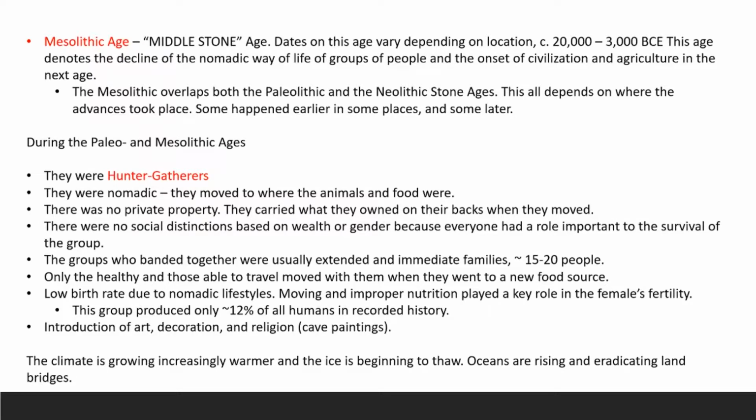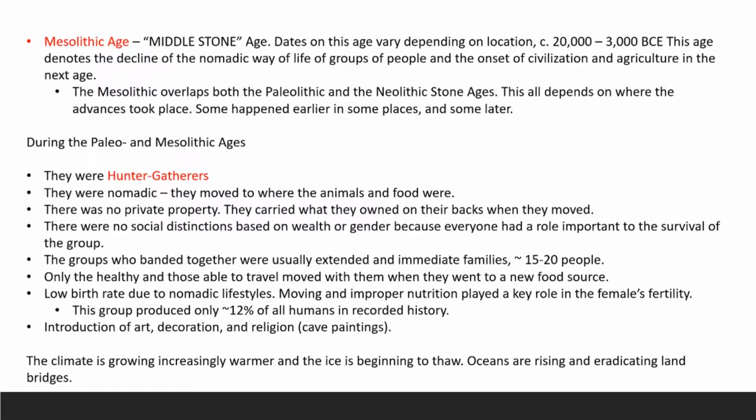So let's look at the Paleo and Mesolithic ages. They were hunter-gatherers. They would gather berries and fruits and nuts for eating. The hunters would fish. That was the easiest way. Less likely to get killed fishing. And of course they would hunt the big game, the bison, the mammoths, the saber-toothed tigers, whatever animal was in the area. They were nomadic. They moved to where the animals and the foods were.